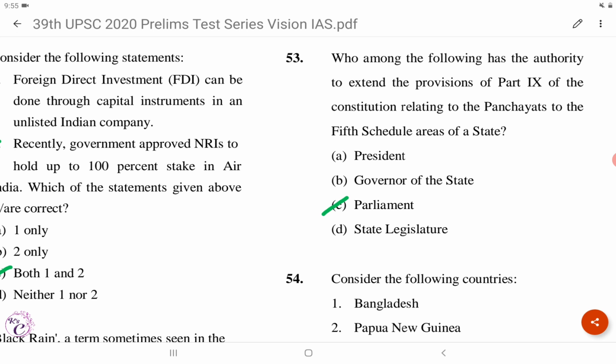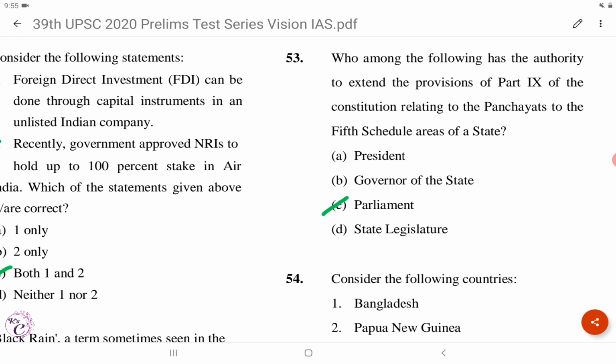the Constitution. On the basis of the report of the Bhuria Committee submitted in 1995, the Parliament enacted the Panchayats Extension to Scheduled Areas Act 1996, that is PESA, to extend Part 9 of the Constitution with certain modifications and exceptions to the Scheduled 5 areas.